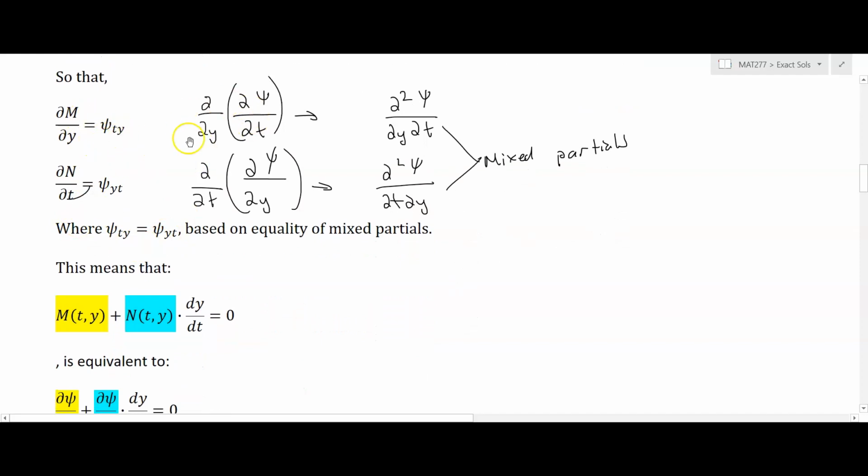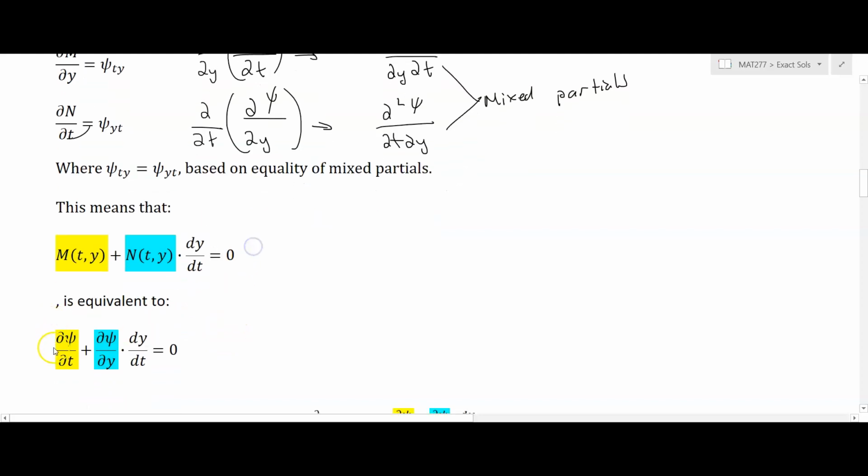Okay, so instead of writing this long Newtonian notation, we're going to use this compressed notation. So we know that psi sub ty is equal to psi sub yt, based on the equality of mixed partials. So this means that in my equation, m of ty plus n of ty times dy dt equals 0. If m is the derivative of some function with respect to t, I'm going to replace that with d psi dt. And if n is already the derivative of some function with respect to y, then I can replace that with d psi dy, and then multiplied by dy dt. So notice the dy's cancel, and you get d psi dt plus d psi dt.